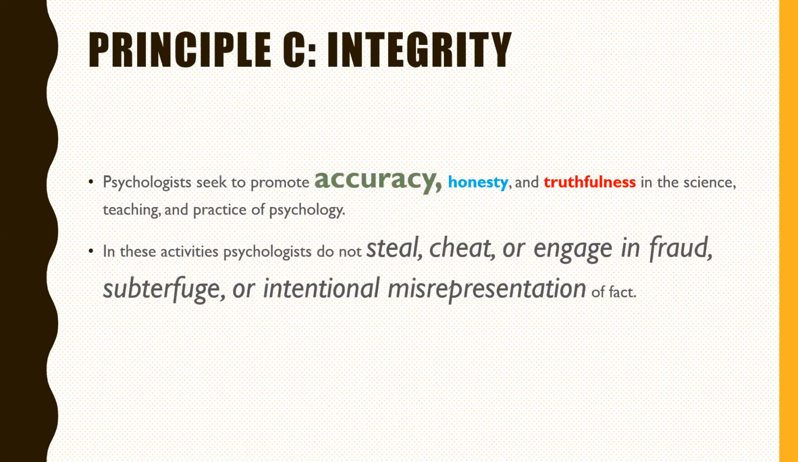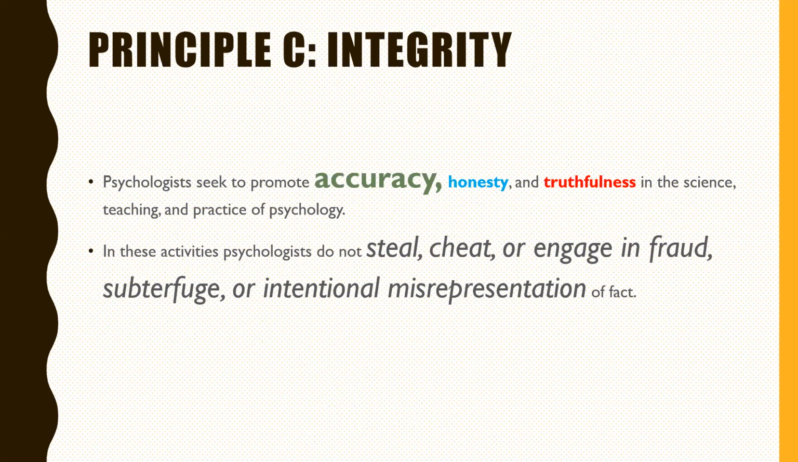And then we have principle C, which is integrity, which I think is self-explanatory. But the APA code says that we psychologists seek to promote accuracy, honesty, and truthfulness in the science, which is referring to research, teaching, and practice of psychology. We should be the world's most honest people. Accuracy in what you say, in what you do. As you research, for example, you are telling your participants exactly what you're doing. You have to be truthful. The exception to this may surprise you, but we are coming to it soon.